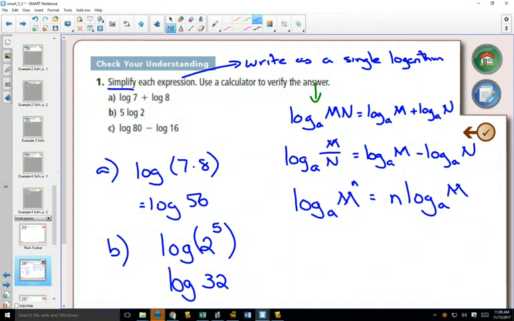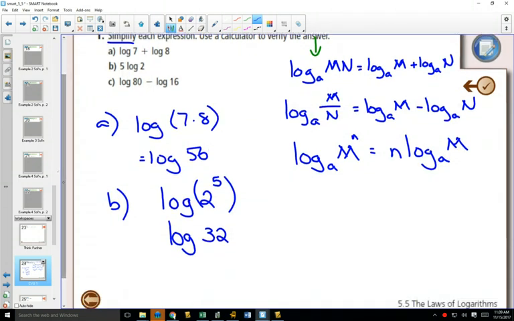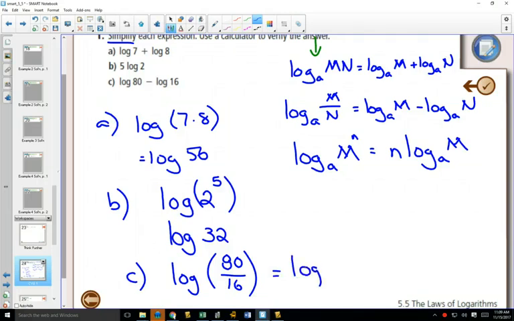And then in part C, we're subtracting. And so we have a log law that says subtracting is division, so you could write 80 divided by 16. Again, you don't need to simplify in grade 12, but if it was a multiple choice, they might have simplified the 80 over 16 to just 5.